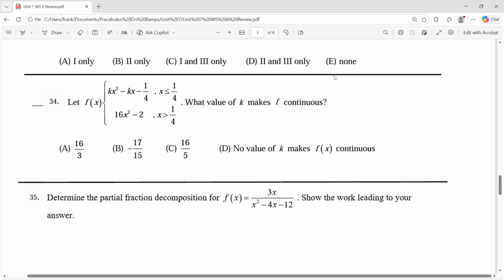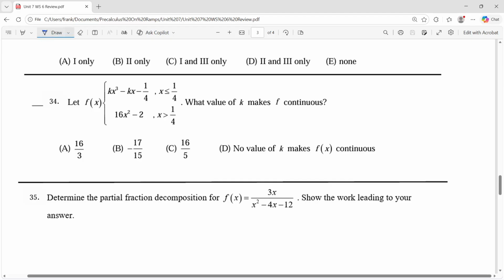Remember, for a function to be continuous, the limit must exist, meaning it's the same from both sides at a certain number, and this one is 1/4, and then it must equal the value of the function at that number. So all I have to do is plug x into both of these equations and then set them equal to each other, and I can solve for k. And at that point, when k is a certain value, both parts of this piecewise function will be the same at that value, which will make it continuous. I'll never have to lift my pencil or pen, whatever I'm using.